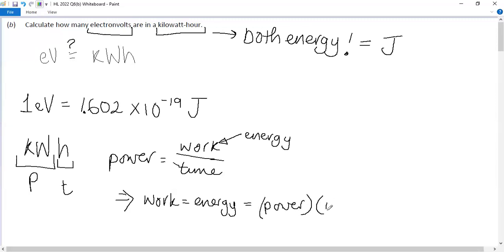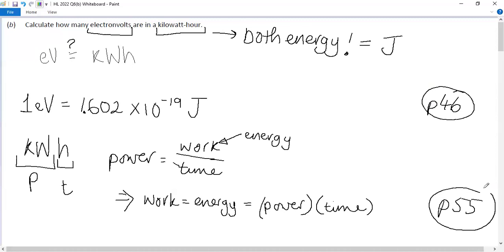This is kind of an aside. I wouldn't be expecting anyone to write this in their exam, but if you found it helpful to write it down for yourself, that's no harm either. So work is power times time. That's actually on page 55. So that one was page 46, and this one was page 55. I would not be relying on the book. The last thing you want is to spend half your exam flipping through it trying to find what you want. So either have a feeling roughly where things are in the book, or have a few that you just know.